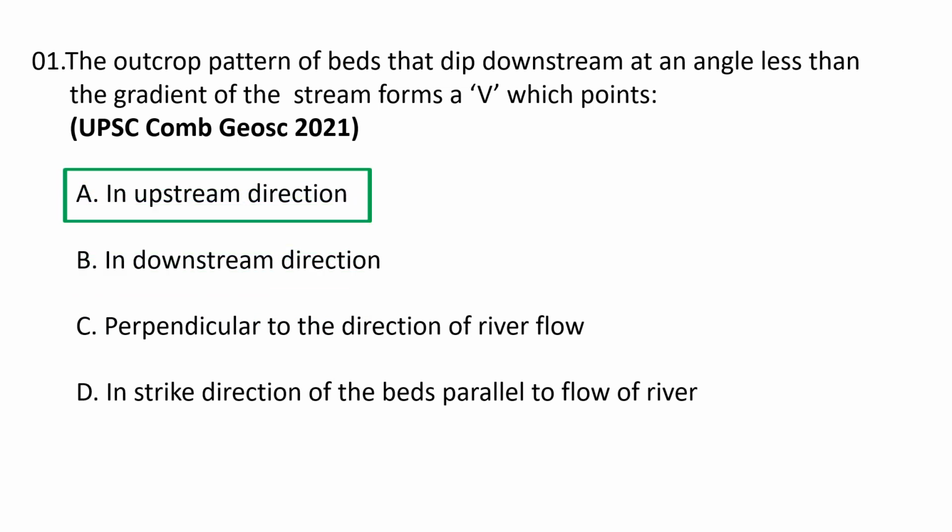The outcrop pattern of the beds that dip downstream at an angle less than the gradient of the stream follows a V pattern. That means the V rule: a dipping surface that outcrops into a valley or on a ridge will give rise to a V-shaped outcrop. The outcrop pattern depends on the dip of the geological surface relative to the topography. So A, in the upstream direction, is the correct answer.